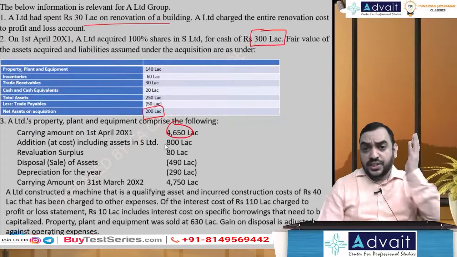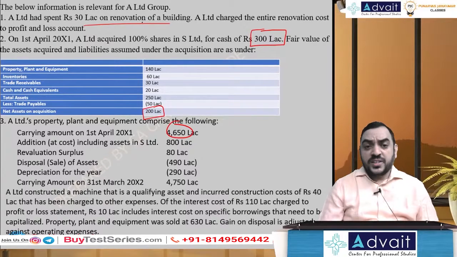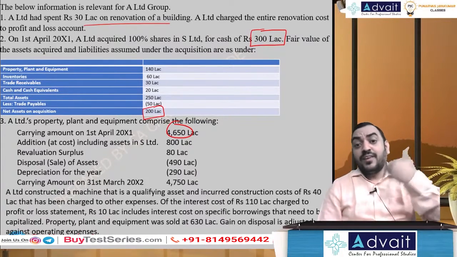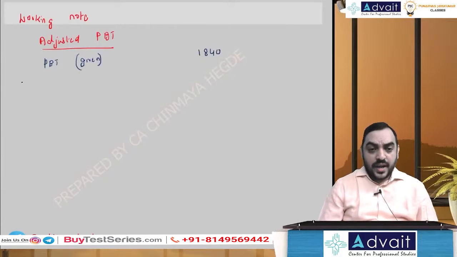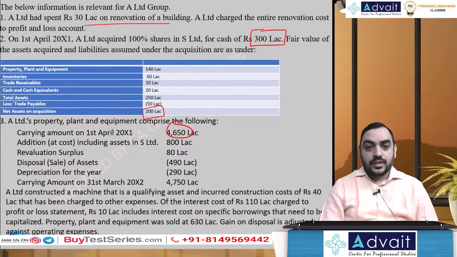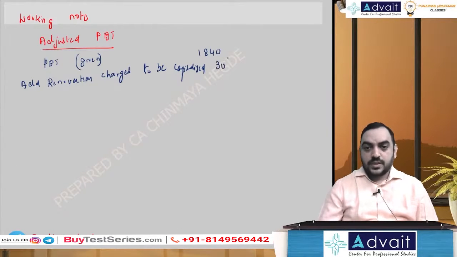Okay. So one by one adjustments. Let's go in that order only. Renovation expenses, they charged the entire renovation cost to P&L. That is charged, meaning already subtracted. If you eliminate it, we will add it back. So add back renovation charges to be capitalized. Renovation charges to be capitalized, 30 lakhs, rupees in lakhs.